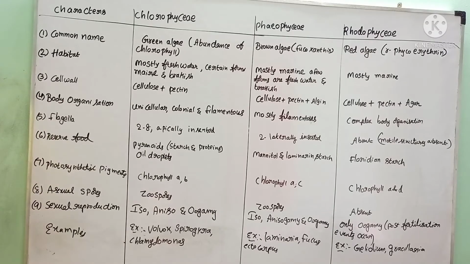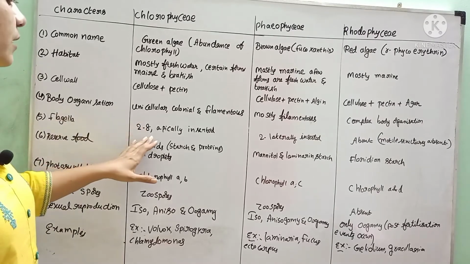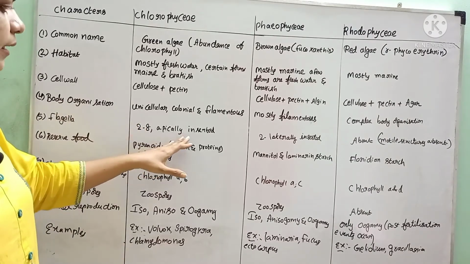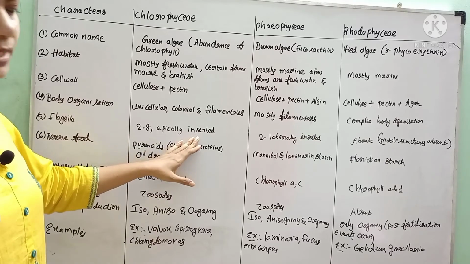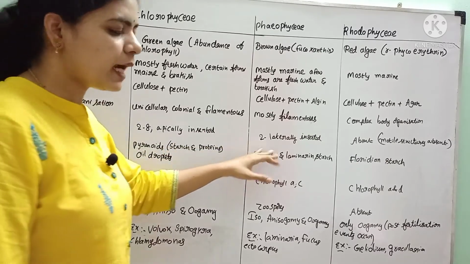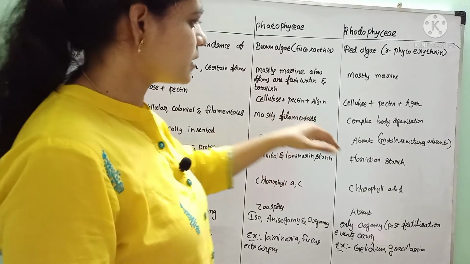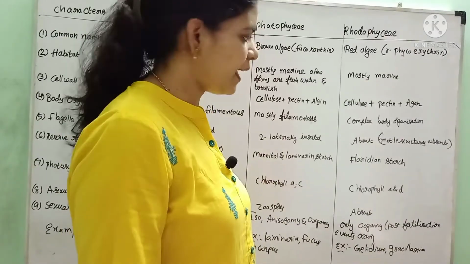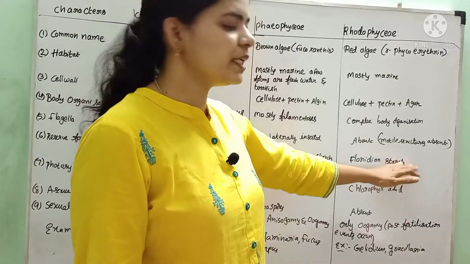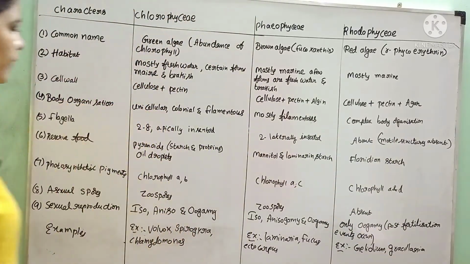The flagellar arrangement: in Chlorophyceae members, 2 to 8 apically inserted flagella may be present. In Phaeophyceae, only 2 laterally inserted flagella are present. In Rhodophyceae, flagella are absent. The motile structures are absent in Rhodophyceae members.